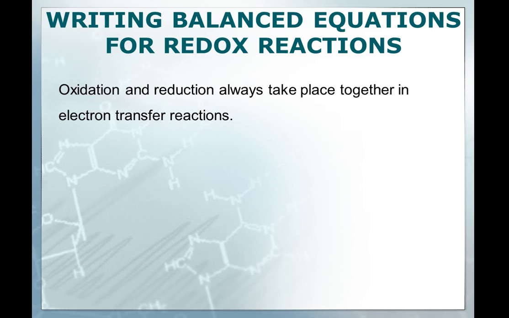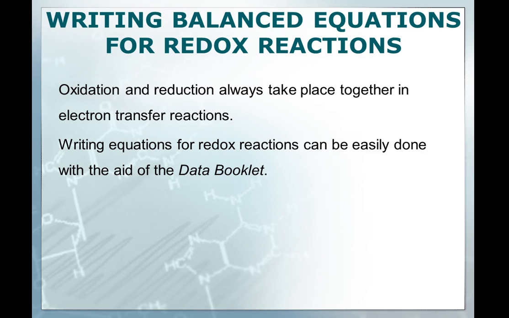Oxidation and reduction always take place together in electron transfer reactions. Writing equations for redox reactions can be easily done with the aid of the data booklet, so do have your data booklet with you. The reason why we want to write equations for redox reactions is because we want to know the stoichiometric ratio of the reactants, and some of these stoichiometric ratios are not so easily determined like your acid-base reactions.